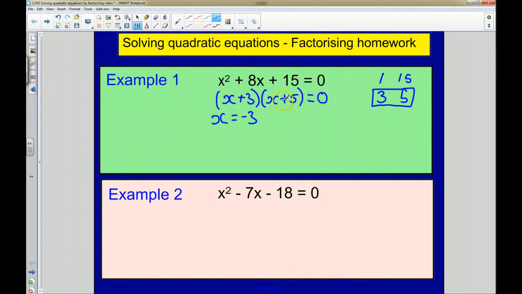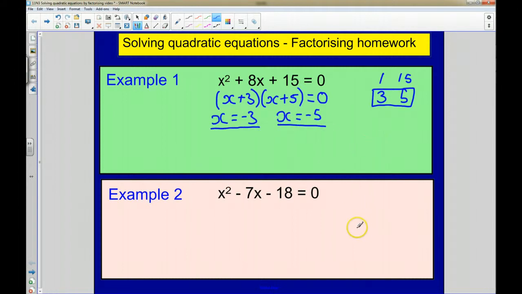Our other solution, well, in order to find our other solution, this bit here would have to be equal to 0. So that means x plus 5 would have to be equal to 0. So x would have to be negative 5. Negative 5 would make this 0, and then 0 times anything is going to give me 0. So I've got my two solutions. x is equal to negative 3 and x is equal to negative 5.